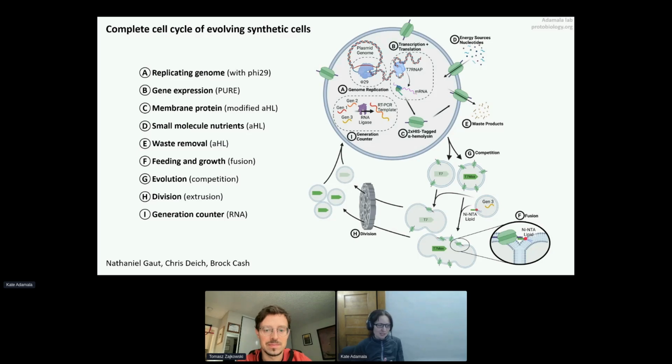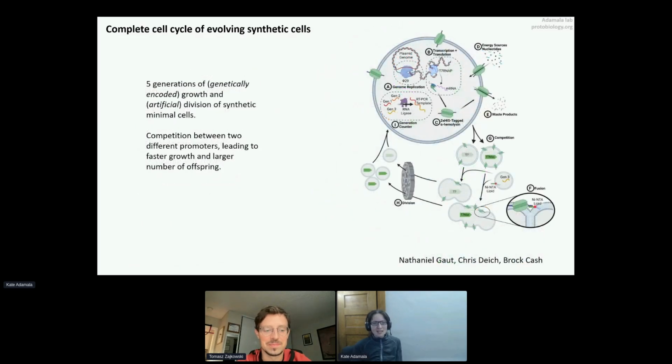So for example, when we say we go through 5 generations of growth and division, we have an RNA-based generation counter that actually confirms that there are 5 generations indeed in that daughter cell after 5 generations. For some reason, it's always a daughter cell. It's never son cells. When people talk about liposome division, they always call them daughters. Okay, so we have 5 generations of growth and division of a synthetic cell.